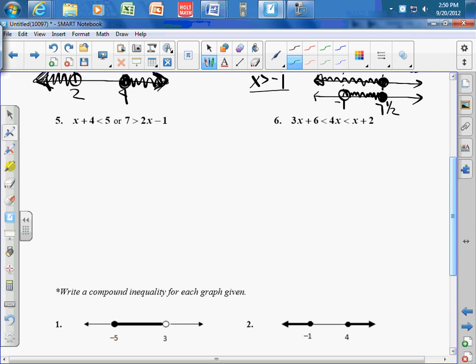In number 5, this is a compound "and". We're only going to need one number line. We put them both on the same number line, we'll be done. So I subtract 4 from both sides here, and I get x is less than 1.